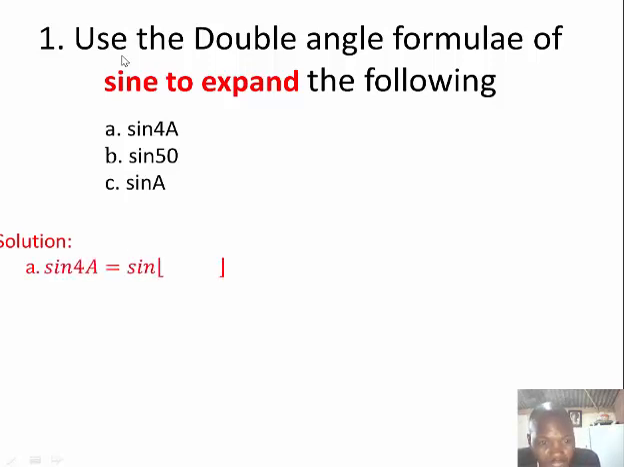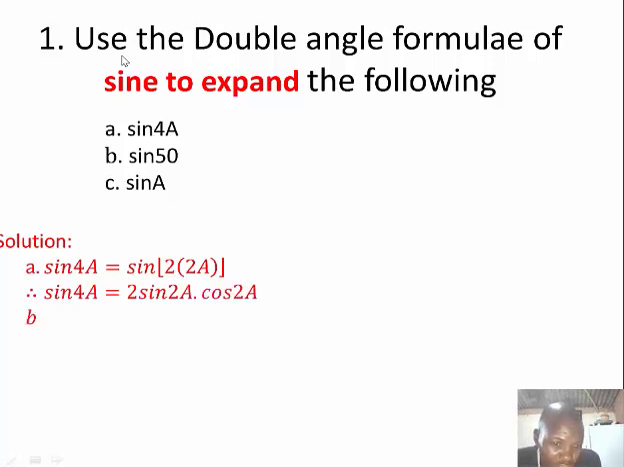So your solution for sine 4A will be: sine 4A is equal to sine, and then you expand 2 times 2A, and then you will get that is equal to 2 sine 2A times cos 2A. Remember, that's the expansion type.